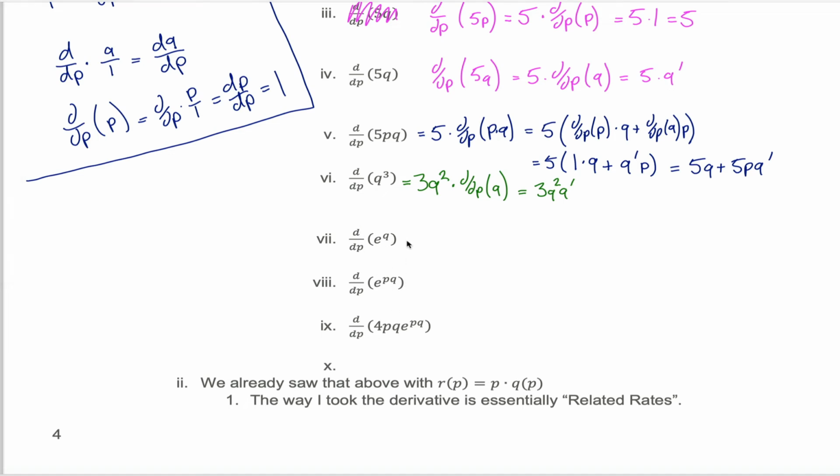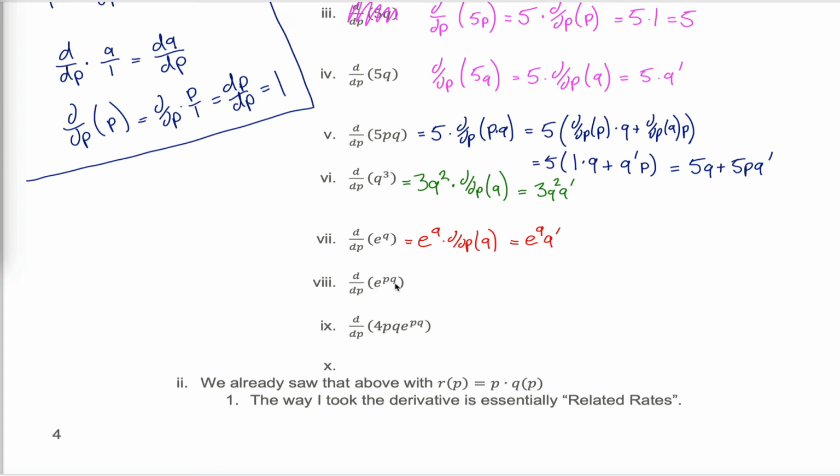The derivative of e to the q power. Well, remember, chain rule told us that the derivative of e raised up to stuff is e to the stuff times the derivative of the stuff. So the derivative of e to the q would be e to the q times the derivative of that q. The derivative of that q is q prime, so I get e to the q power times q prime.